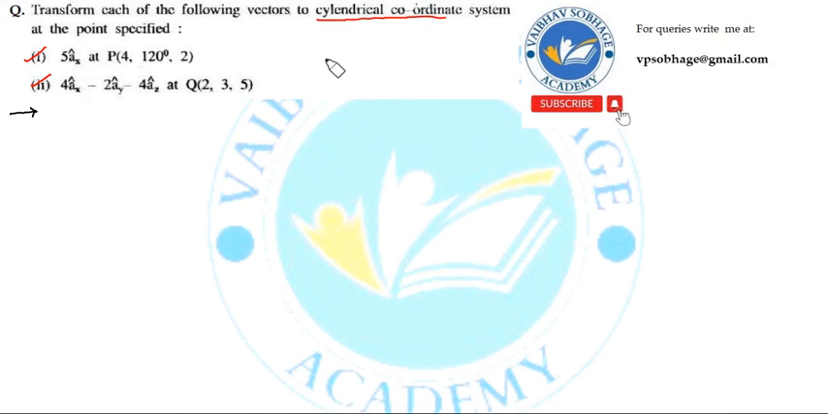For that purpose, we will need the conversion table for converting this rectangular system to the cylindrical coordinate system. Before we begin this numerical, we will go through the basics of that table. I would suggest you take a screenshot of that table, or write it somewhere, so that we can use it throughout this numerical.